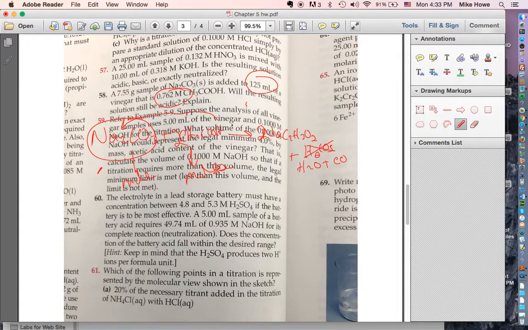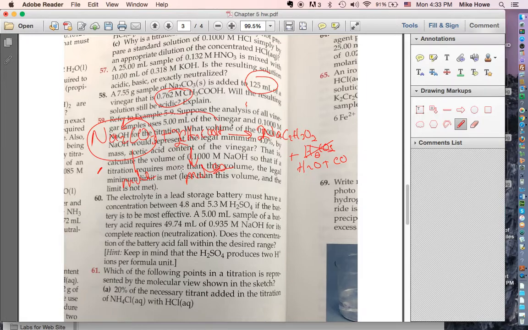So the question says, will this resulting solution still be acidic? So when you do the limiting and excess, if there's more of this, it's acidic. And if there's excess acid, it's still acidic. If there's not excess acid, it's not acidic. That's all there is to it. So you've got to find out if there is excess acid or not. To do that, you need to know moles of each one.